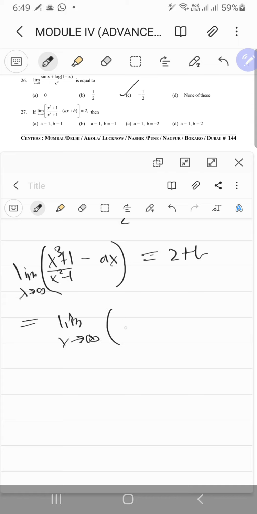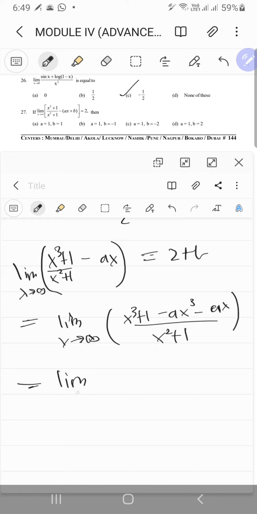So this is going to be x cubed plus 1 minus ax cubed minus 1 is plus, so plus, oops, it's positive over there, so it should be minus, in fact. So it's minus ax upon x squared plus 1, x tends to infinity. So this should be 1 minus a into x cubed.